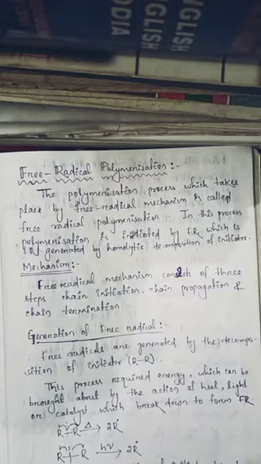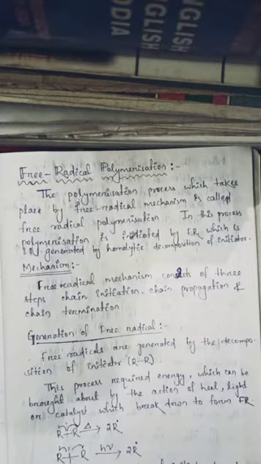Free radical polymerization. The polymerization process which takes place by free radical mechanism is called free radical polymerization. In this process, the free radicals are initiated by homolytic decomposition of initiators. Then mechanism. Free radical mechanism consists of three steps: chain initiation, chain propagation, chain termination.